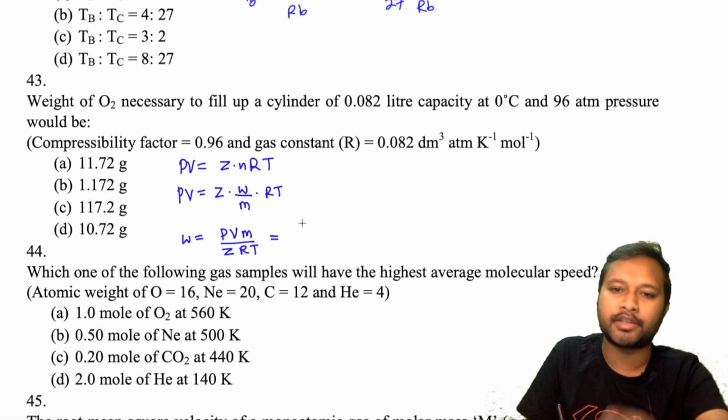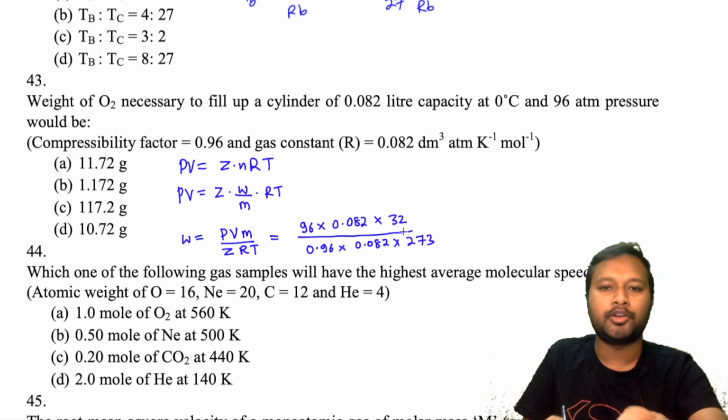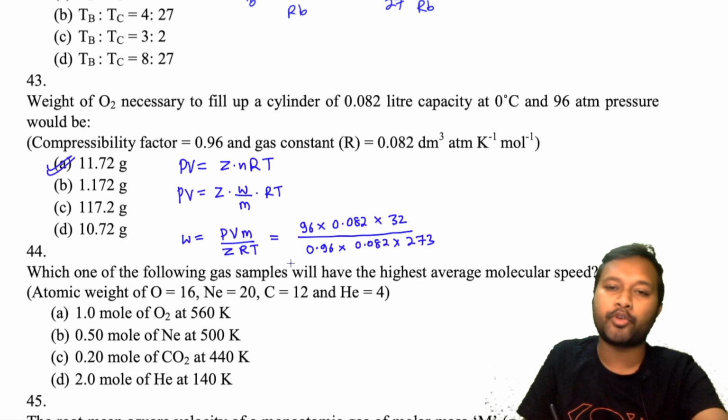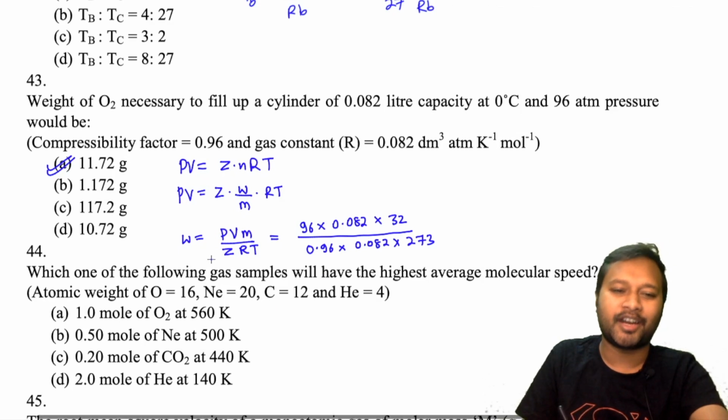Put in the values. Pressure is given to you already, that is 96 atm. Volume is 0.082, and the molecular mass of O2 is going to be 32, right? Z is going to be 0.96, R is 0.082, and the temperature is 0 degrees Celsius, that means 273 Kelvin. Do it on your own, use your calculator and verify the answer. The answer will be option number A, 11.72. I have already done it, but it's good practice that you verify it. Then that question will remain in your memory for a longer time. All right, let's go for the next one.